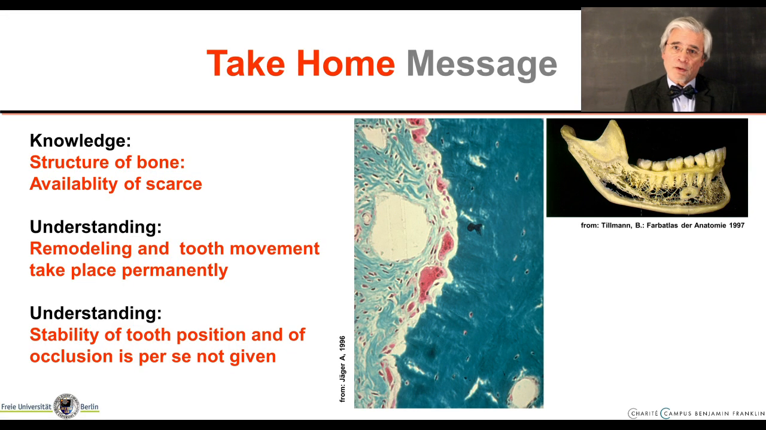As a take-home message, we can now summarize and state that we have taken a closer look at the structure of the alveolar bone and that the availability, or the bone volume, is quite scarce. Bone remodeling is taking place continuously, which ultimately means that the tooth position is not stable at all. This also has an impact on the stability of the occlusion, and for biological reasons, patients must be monitored throughout their lives in dentistry and in orthodontics to ensure stability of tooth position and functionality of the chewing organ.